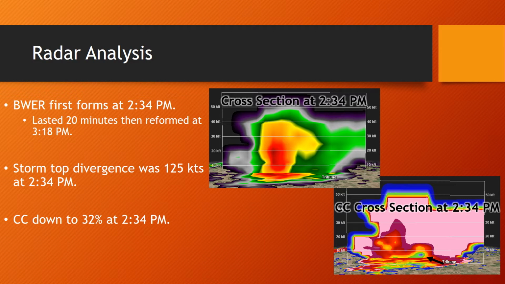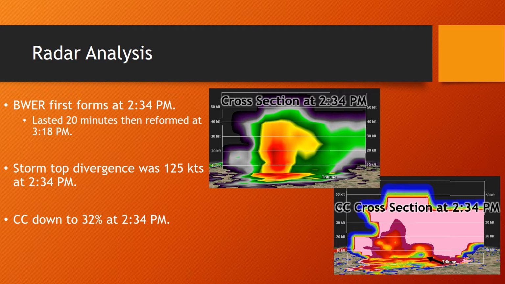So looking at the BWER, this one first showed up at 2:34, so 6 minutes prior to the tennis ball size hail falling in Tribune, the BWER first showed up. And this lasted 20 minutes, and then it actually reformed at 3:18 p.m.